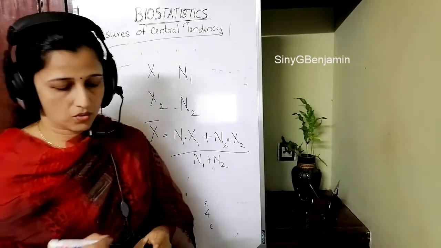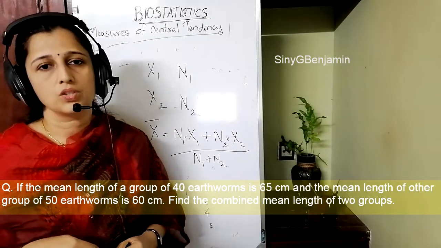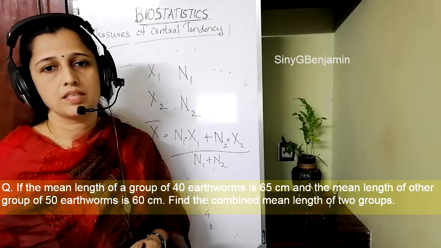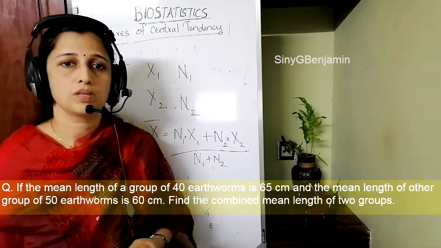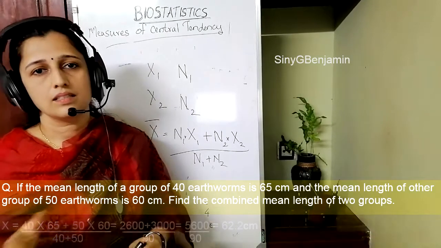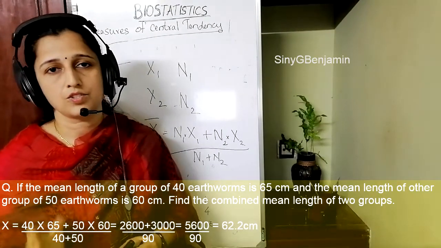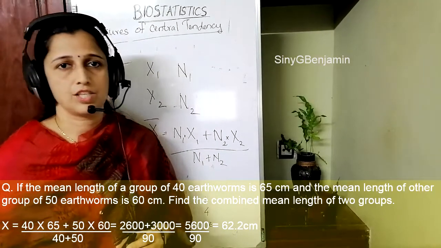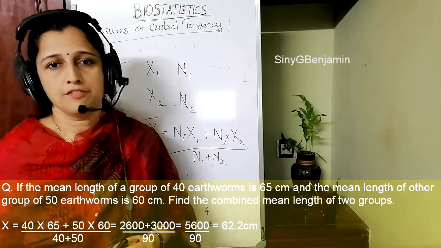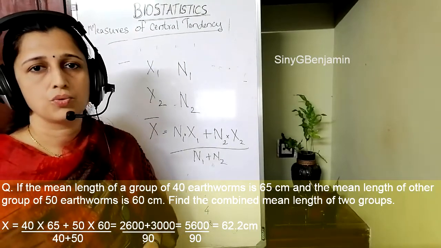We can see a question here showing the mean length of 40 earthworms is 65 centimeter, and the mean length of the other group of 50 earthworms is 60. To find it, you have to multiply 40 with 65. That has to be added with 50 into 60, the whole divided by n1 plus n2, that is 40 plus 50, and the answer is 62.2. The answer is shown here.